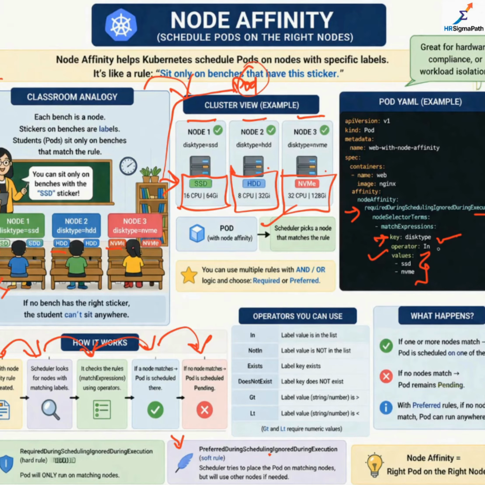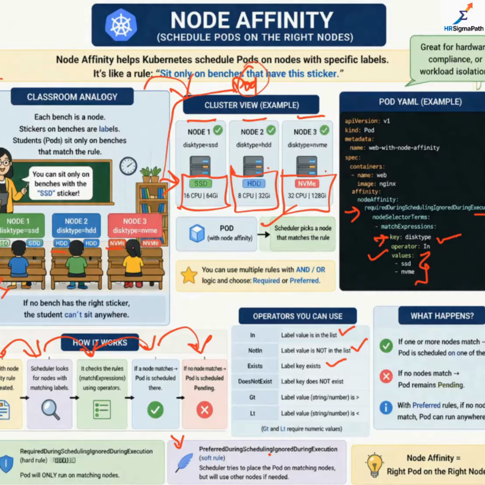Then here some operators are written. In means the label value must be in the list. NotIn means the label value is not in the list. Exists means the label key exists. So these are just ways to define rules, like filters.